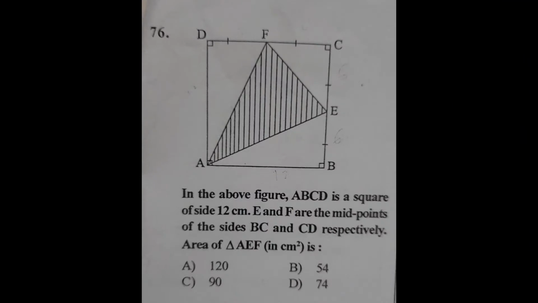Question 76. Now in the above figure, ABCD is a square of side 12 centimeter. E and F are midpoints of the sides BC and CD respectively. Area of triangle AEF in centimeters square is.